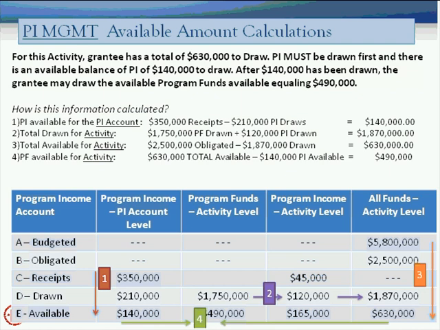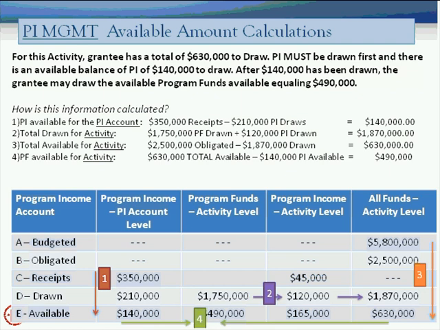So again, we're going to go across the board on row D and see what the total draws are that we've got. So we've had program fund draws of $1.75 million. We've had program income drawn on this of $120,000, of those 4 activities in the program income, out of the $210,000 was for this particular activity. The total draws then for this activity are $1.87 million.